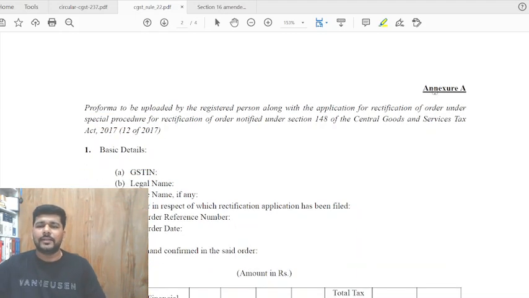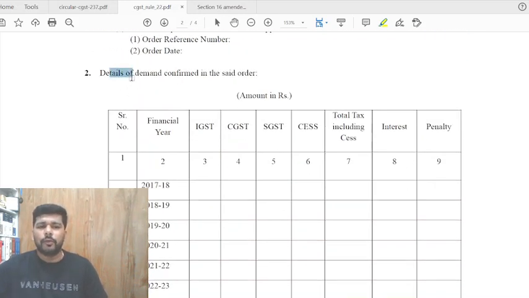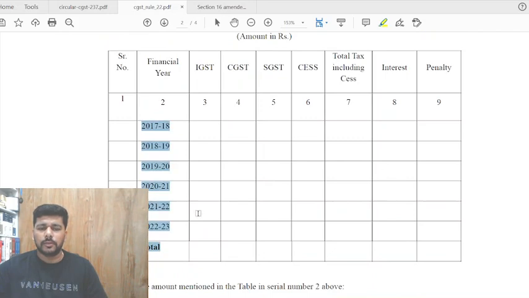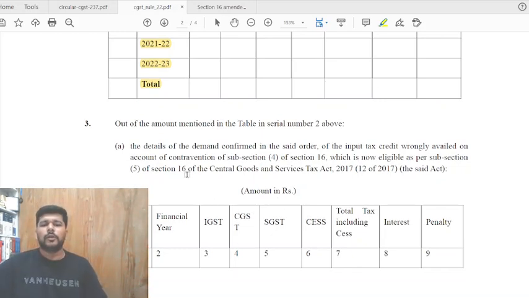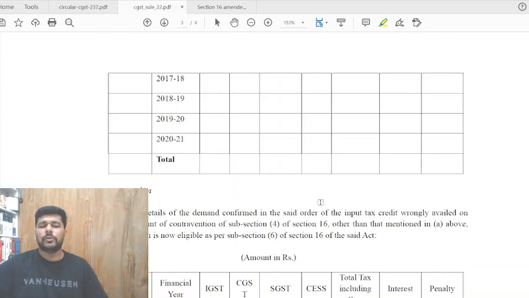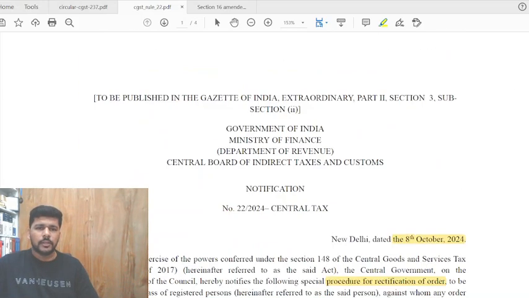Now, this is the format of Annexure A. That is the form which is to be uploaded within 6 months from the date of this 8th of October notification. Here, if you see, you have to mention just the details of the demand order with respect to these years. On the other side, the amount mentioned in table 2 above gives the details of demand confirmed in the said order of the input tax credit on account of 16.4, which is now eligible under 16.5. So what was not eligible earlier and has now become eligible, we are putting up as a part of this. Once you are done with this declaration, undertaking, etc., of course you're going to upload it. So I think there is nothing further per se that this notification says.